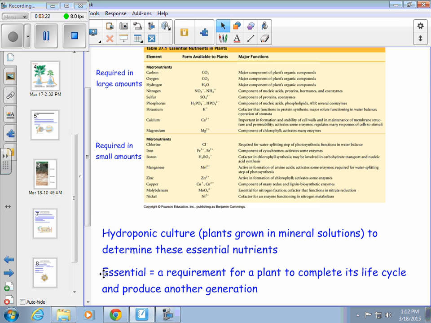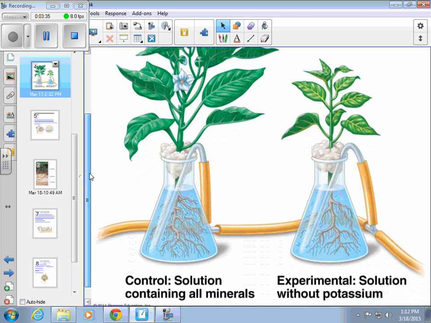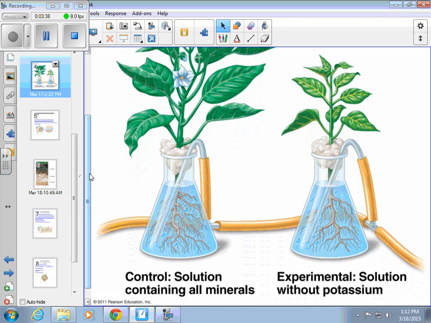When I say essential nutrients, I'm talking about a requirement for a plant that enables it to complete its life cycle and produce another generation. Here's a picture of what it might look like if it were grown in a mineral solution. The plant on the left has a solution in the beaker that has all minerals in it, whereas the beaker on the right is lacking potassium, and it's very obvious that the growth of the plant is not as it would be if it had all of those essential macronutrients.